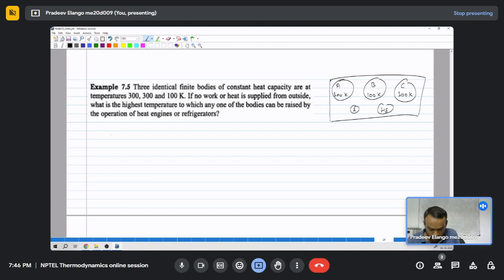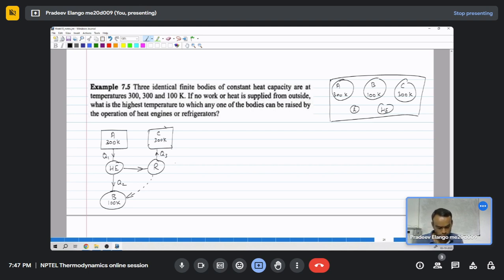So, one arrangement is that we take body A at 300 Kelvin and run a heat engine which gives some work output. Q1 is the heat transferred, and this is a finite body, and it transfers heat to body B at 100 Kelvin. This heat transfer is say Q2. Then the work runs a refrigerator which heats the body at 300 Kelvin, body C, and it also transfers some heat back, so this is Q3 and this is Q4.